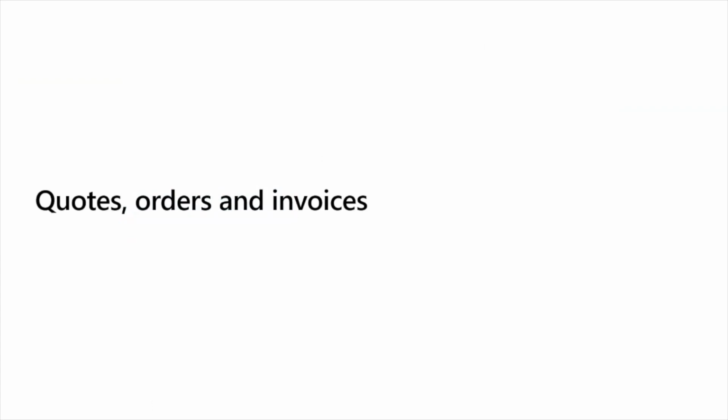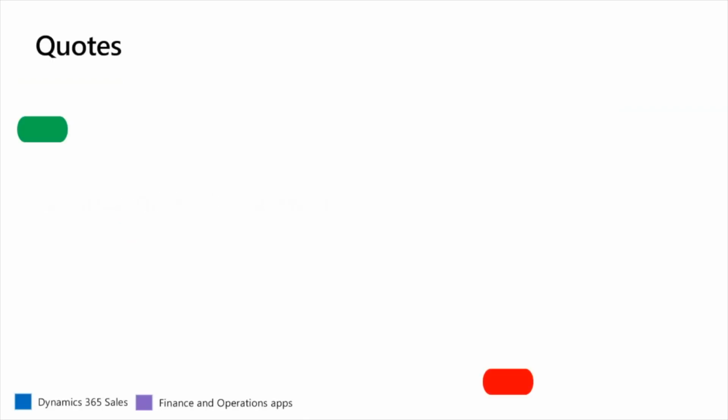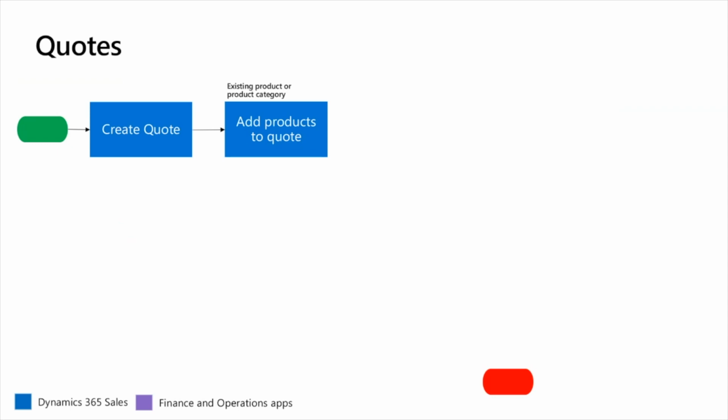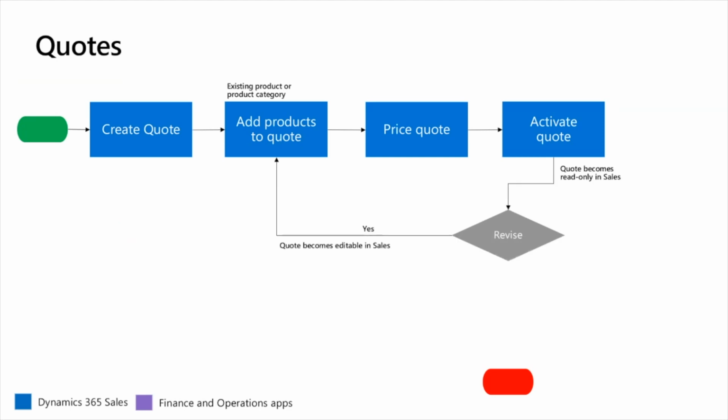Now moving on to the transactional side of the business process. So this is quotes, orders, and invoices. The quotation process is fairly straightforward. We're creating a quote, and we're going to add products to the quote. We can choose an existing product, or where it's a write-in product, we would choose a product category. If we're leveraging the supply chain management pricing engine, we can price the quote. We activate the quote. At that point, it will become read-only in sales.